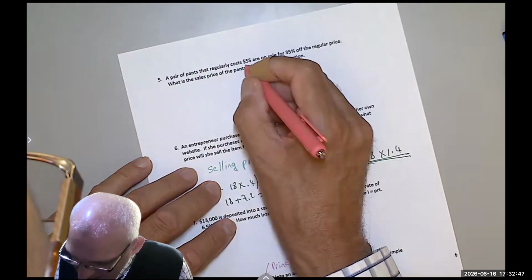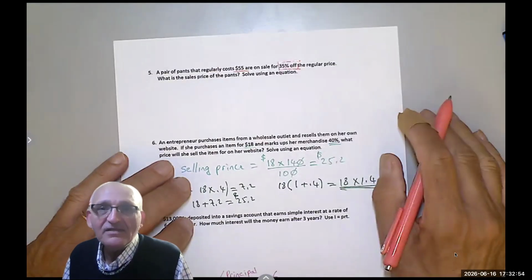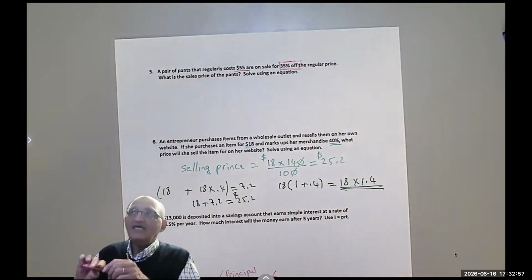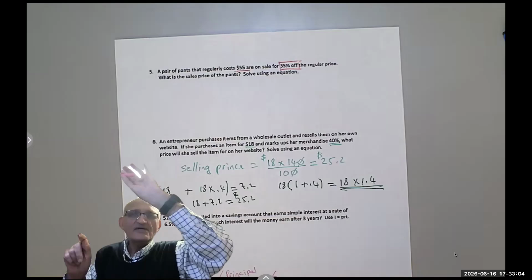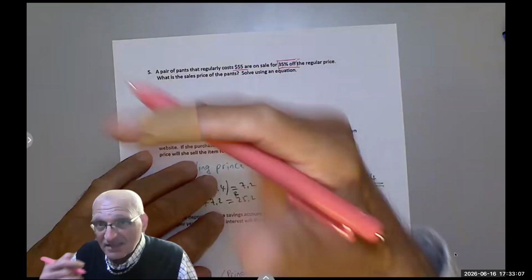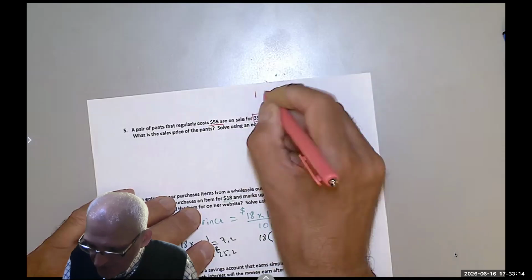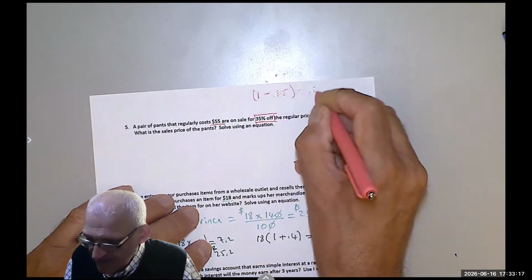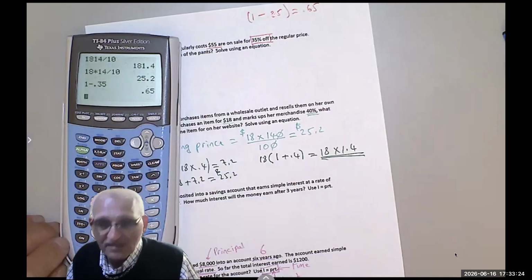Okay, let's do this because that's the opposite of that. Here it says a pair of pants that regularly cost 55 are on sale for 35% off. 35% off, meaning if it's 100, I'm gonna sell it for 35 less, which is 65. 100% is 1, 35% is 0.35. So the part would be 0.65. 1 minus 0.35 equals 0.65.